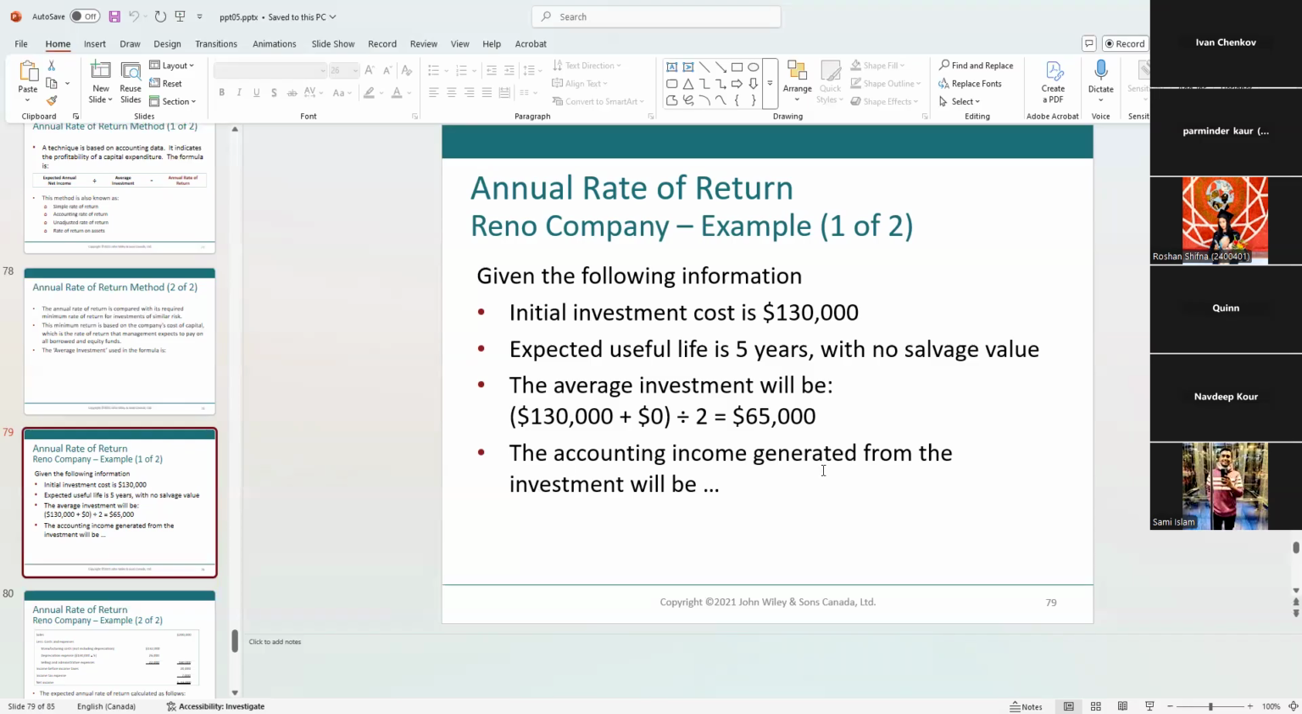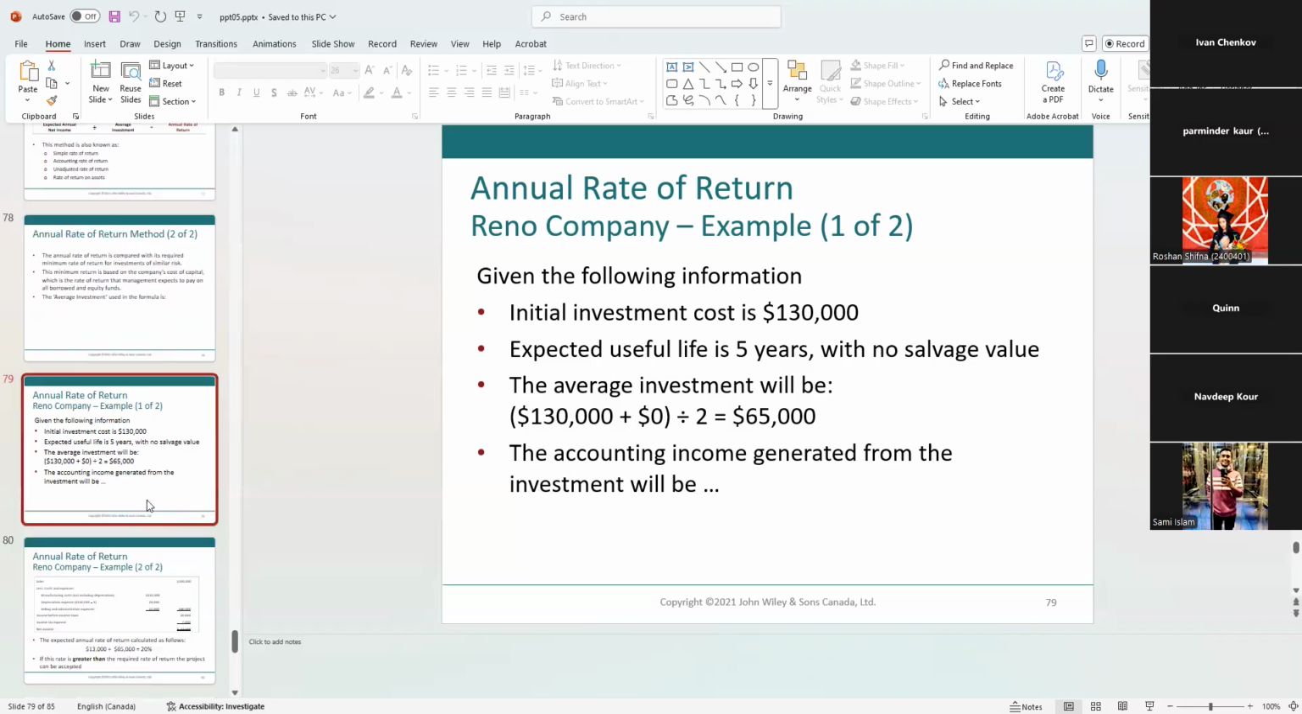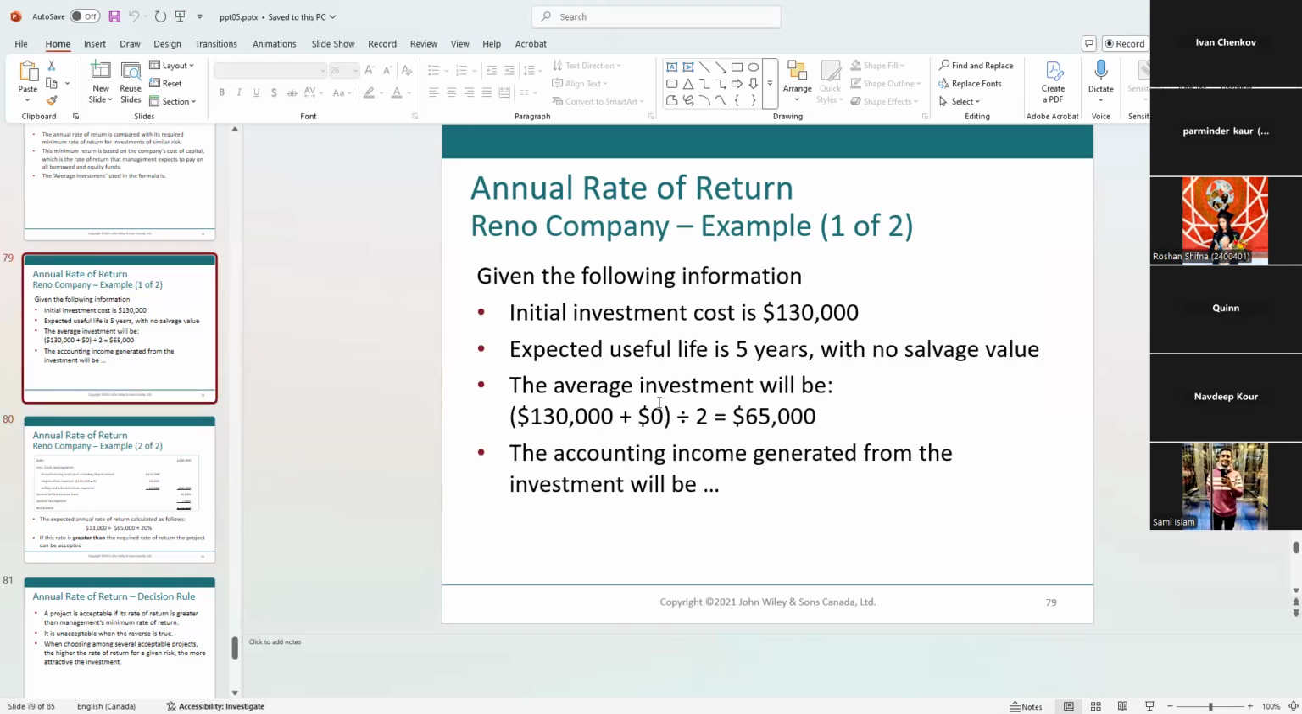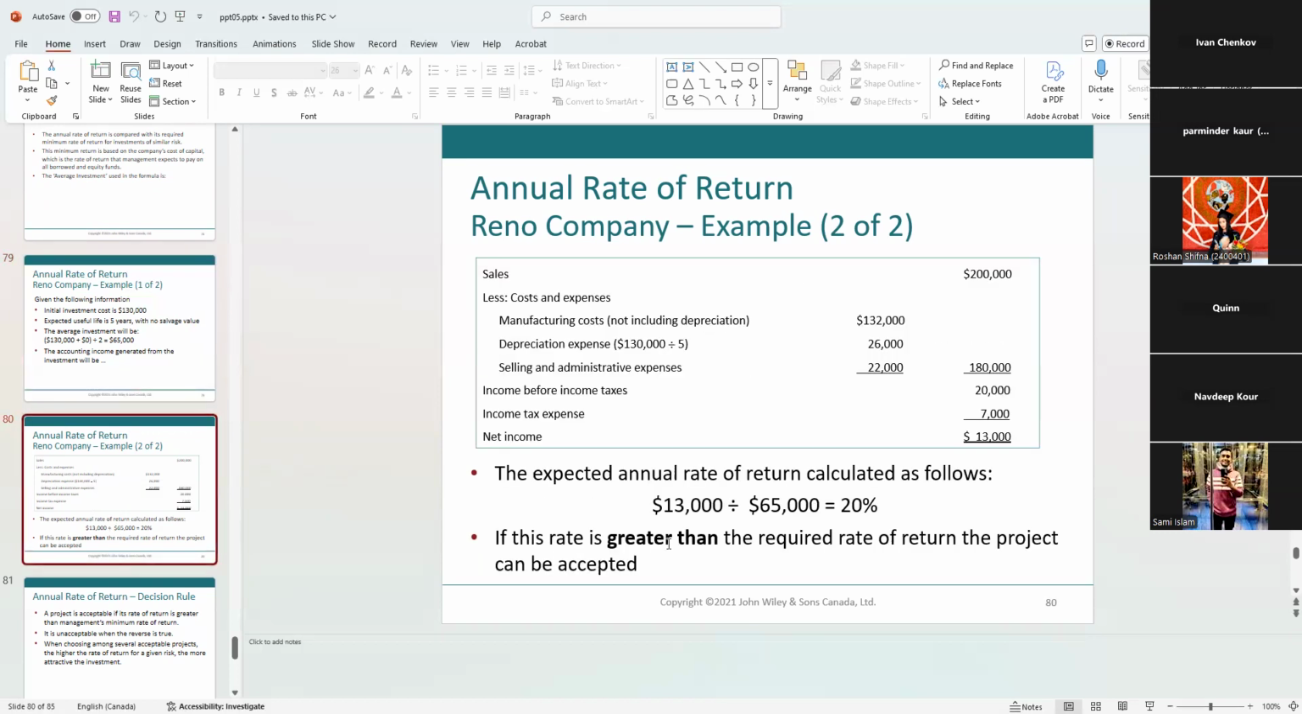Now the accounting income is greater than the investment. So once we do this calculation, we're going to have the sales and we're going to calculate that we're getting $13,000 net income. So now the expected annual rate of return is calculated as follows, which is 13,000 divided by 65, which is the average investment. So basically our rate of return is 20%.